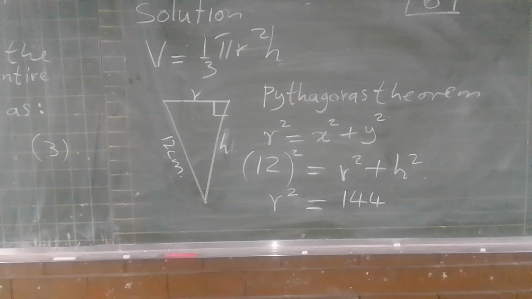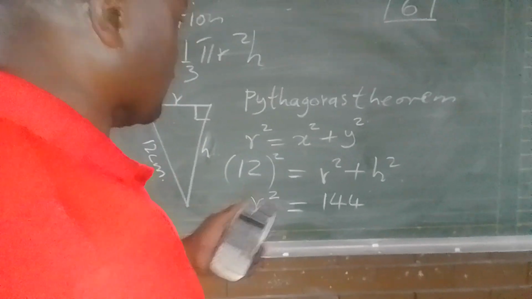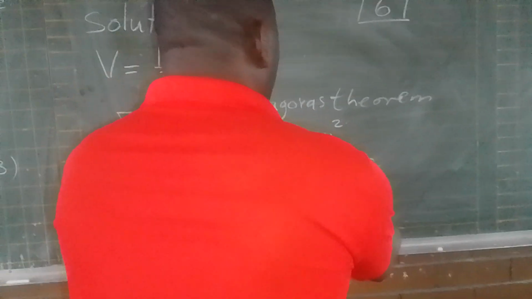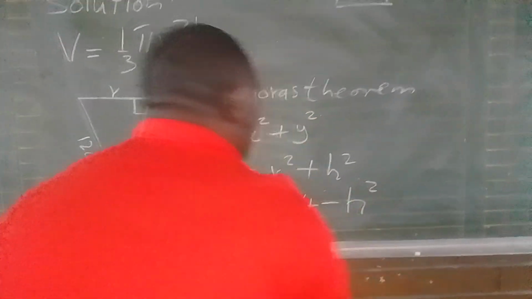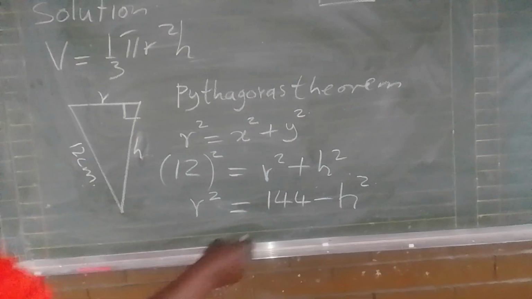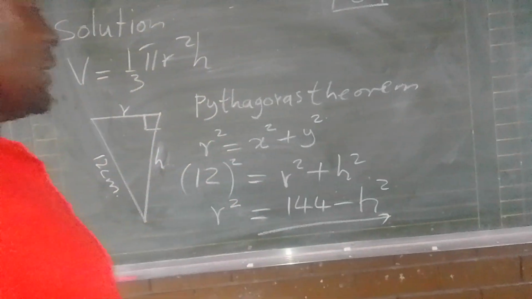In the exam room, make sure that you don't cram these values. You must make sure that you use them correctly. Yes, 144. Then we take this h that side minus h squared. Now we have the value of R here as that.